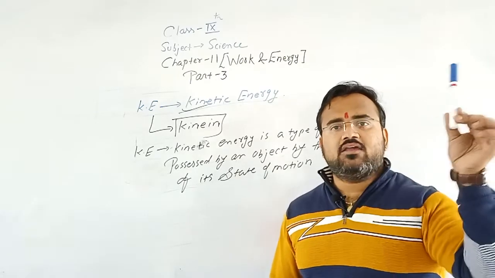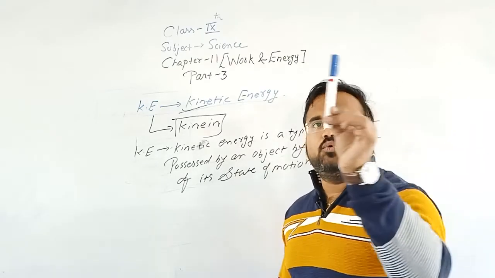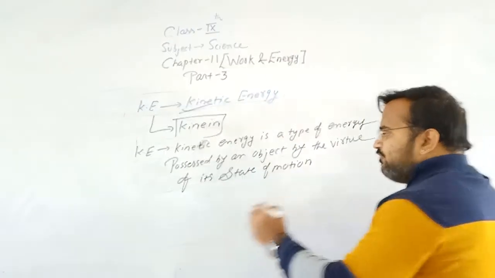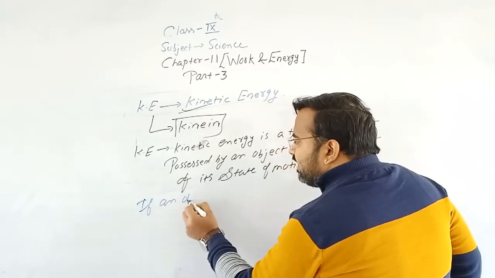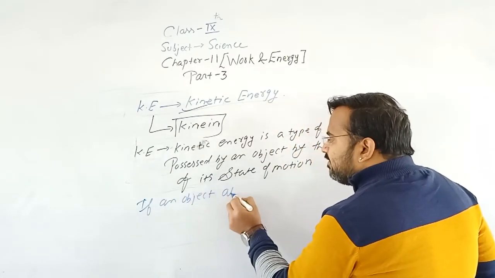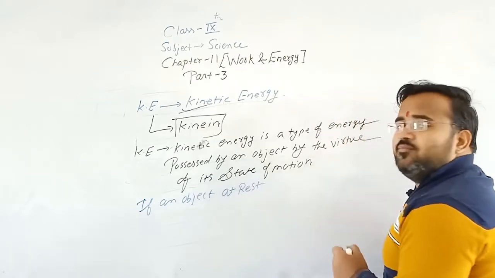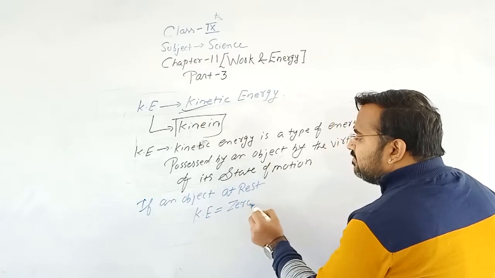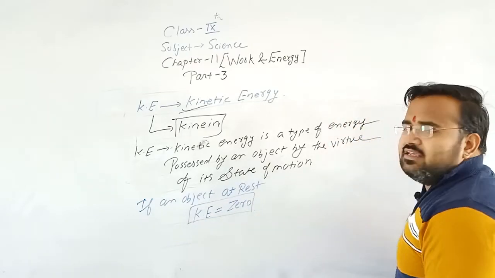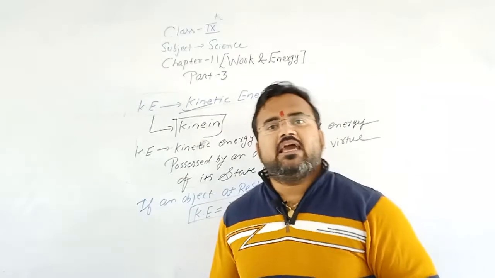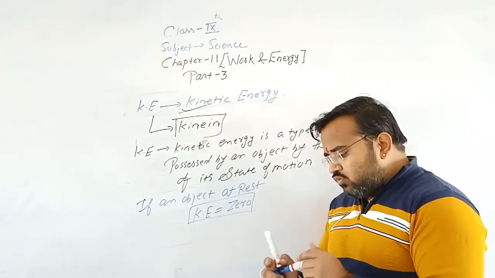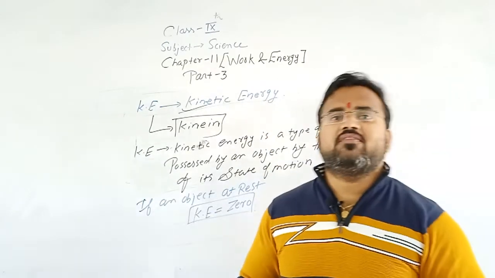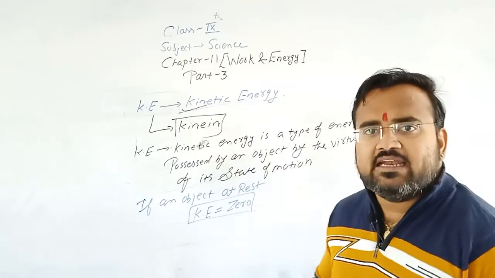For example, if I say this marker is in motion, then we can say this marker has kinetic energy. But if an object is at rest, then we can say the kinetic energy is zero. Whenever the object is at rest, the kinetic energy is zero, because only when the object is in a state of motion can we say the object possesses energy which is known as kinetic energy.